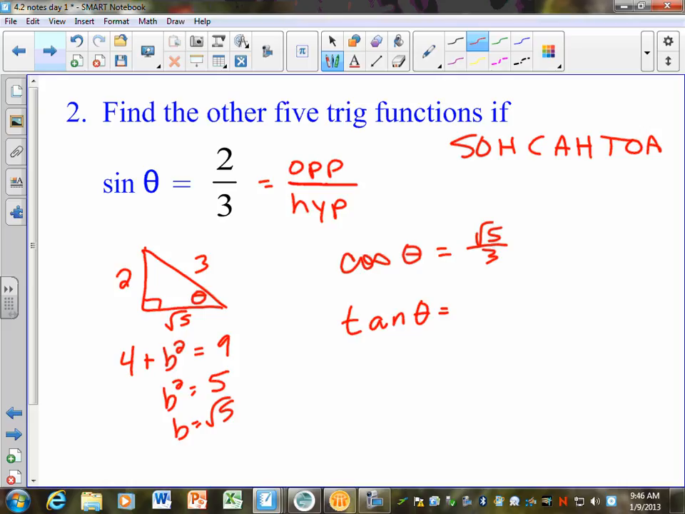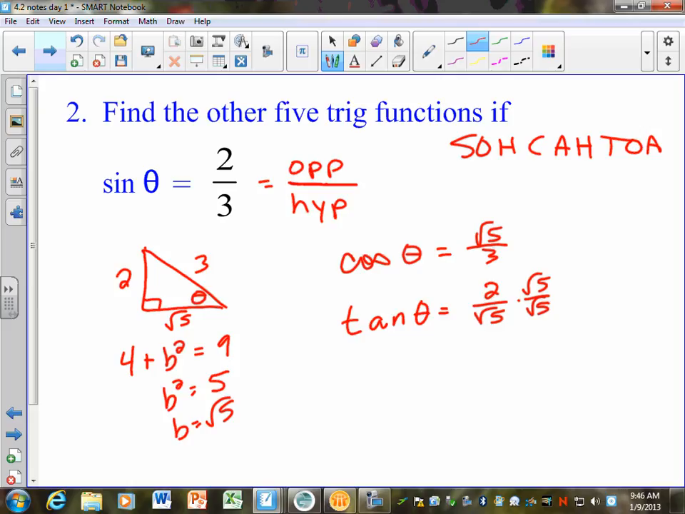What about tangent? Opposite over adjacent is 2 over the square root of 5. We normally don't leave square roots in the bottom of our fractions. Really easy. And once you do this a few times, you won't even show the work because you'll just know what's going to happen. But to get this out of the bottom, do you agree? I'm just going to multiply the top and the bottom by the square root of 5 because that would make that a perfect square.